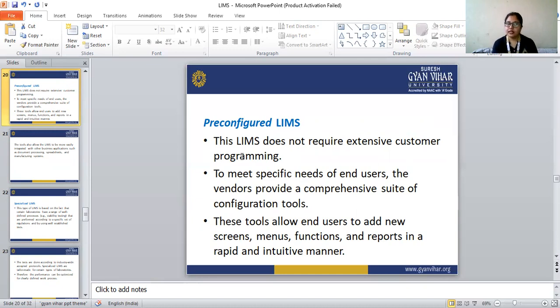So in this pre-configured LIMS, there is no need of extensive customer programming. And to meet specific needs of the end users, the vendors provide the LIMS with some configuration tools. And with the help of those configuration tools, the customers can add new screens, menus, and functions, and they can report in a rapid and intuitive manner. So this is the pre-configured LIMS.